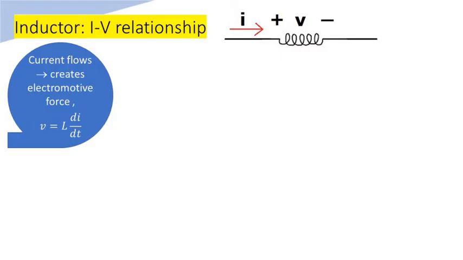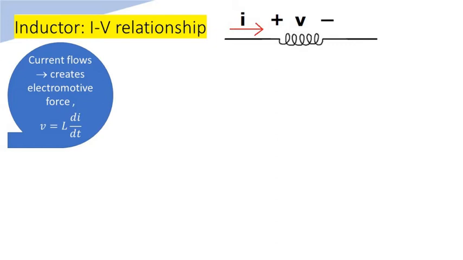Now, we are going to see the relation between current and voltage across an inductor. For this course, we are using the conventional current flow. Please refer to the symbol of current and voltage across the inductor, that is, the current enters the inductor at the positive terminal, and leaves via the negative terminal.